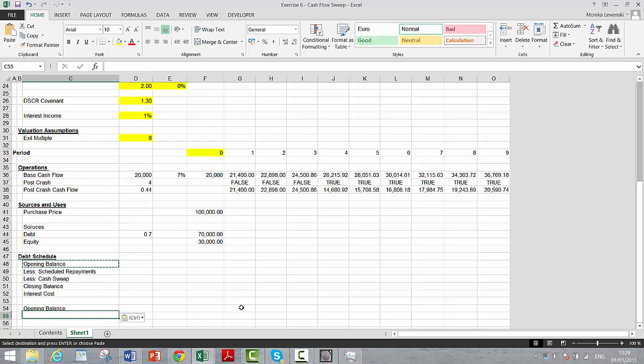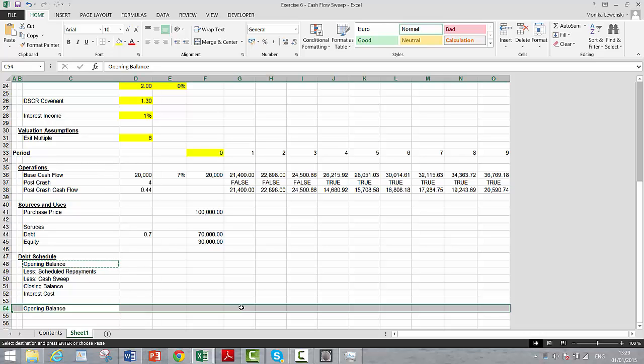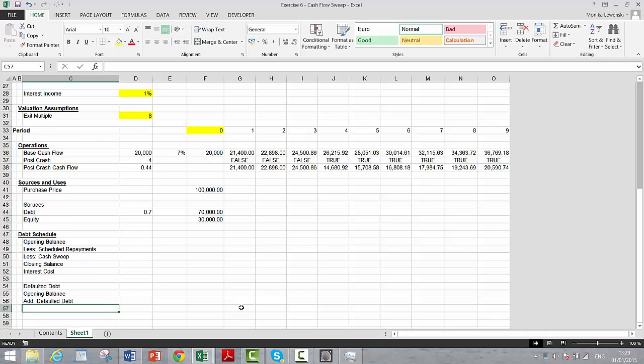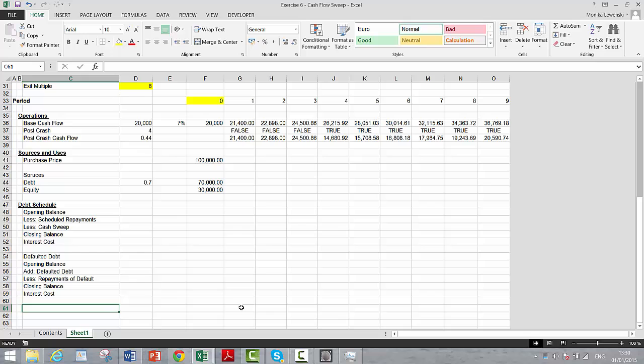This time, this is going to be for our defaulted debt. Shift spacebar, Shift Control plus to insert a line. And then let's add the defaulted debt to this, and take away the repayments of default, and get a closing balance, and get an interest cost.